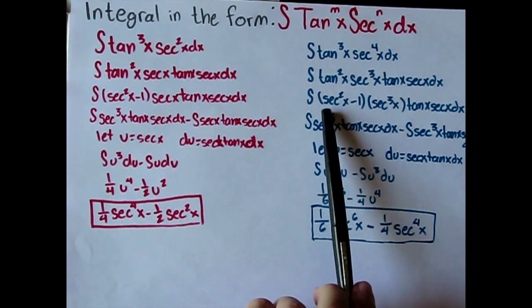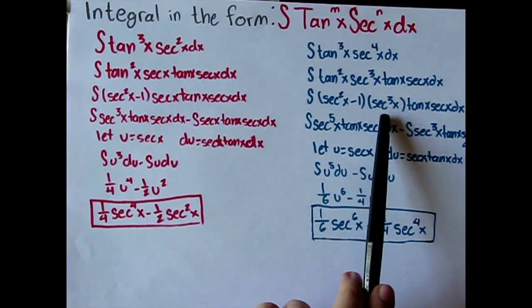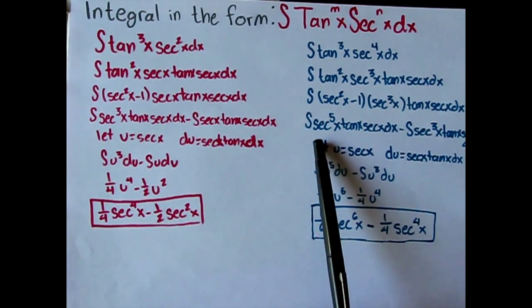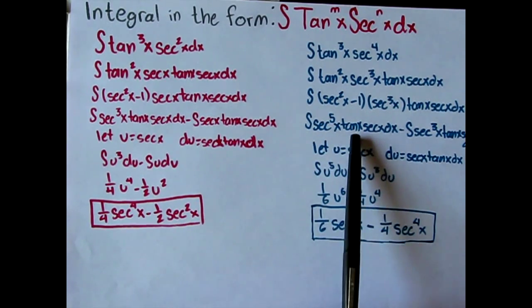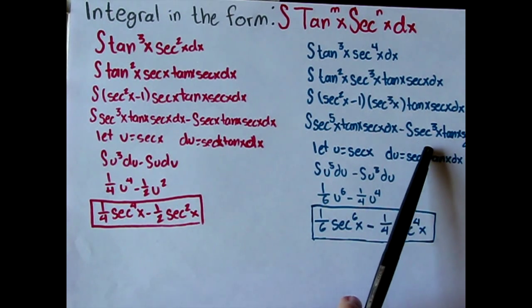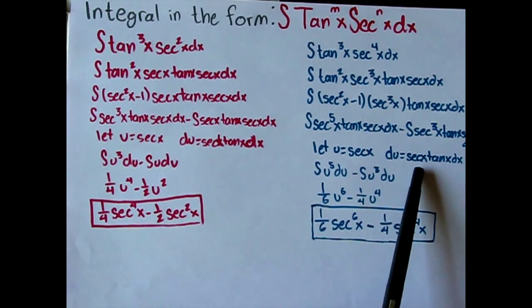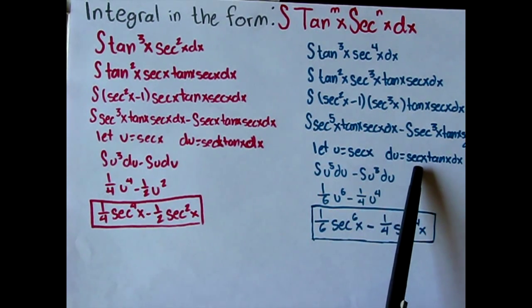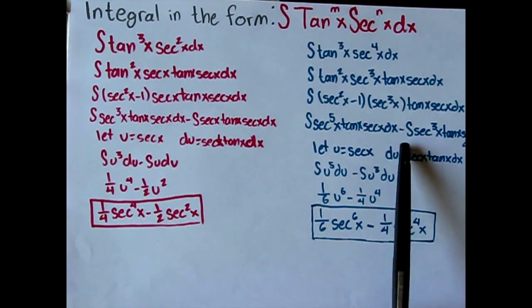You're going to use your trig identities again to make it the integral of secant squared x minus 1 times secant cubed x times tangent x secant x dx. Then you're going to distribute to make it the integral of secant to the fifth x tangent x secant x dx minus the integral of secant cubed x tangent x secant x dx. Remember to let u equal secant x and du equal secant x tangent x dx.